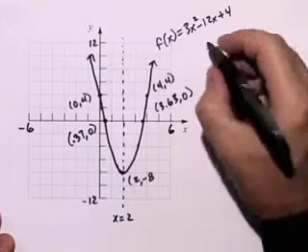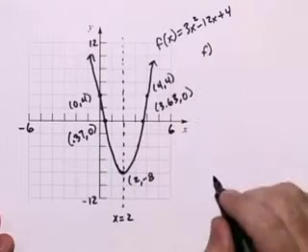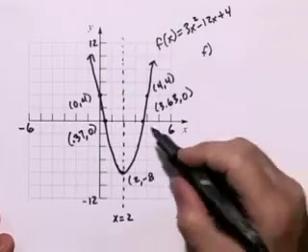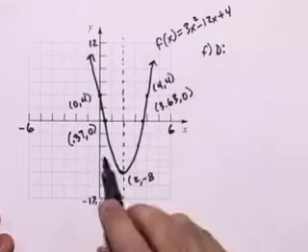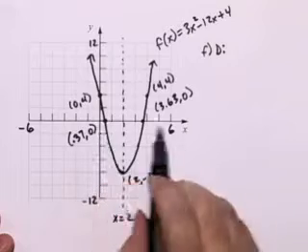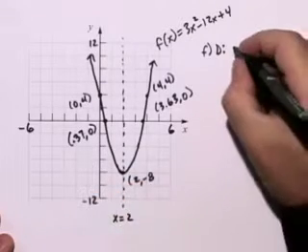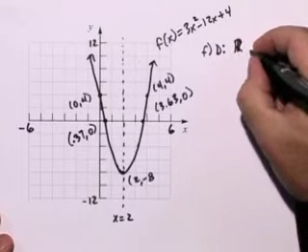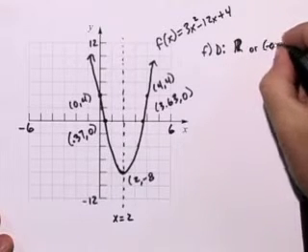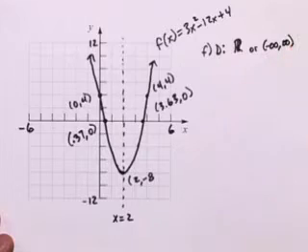In part F, we are asked to determine the domain and range of the quadratic function from this graph. The domain is the set of all values for the input variable, in this case x. You can see from our graph that the domain will be the set of all real numbers, which in interval notation we would write as -∞ to +∞.